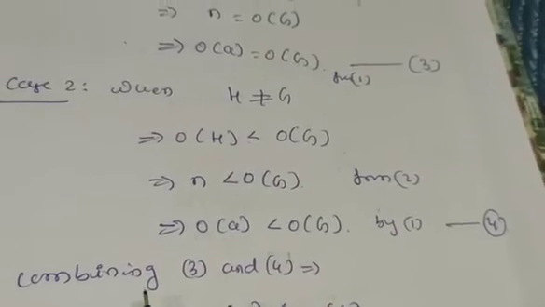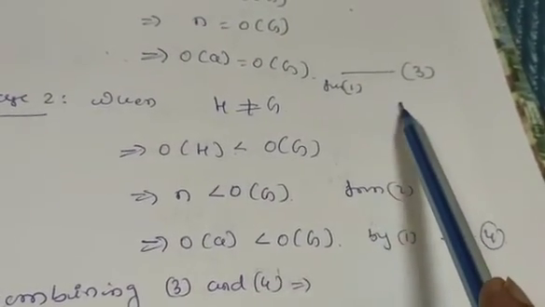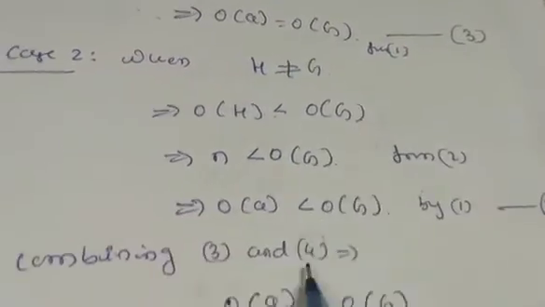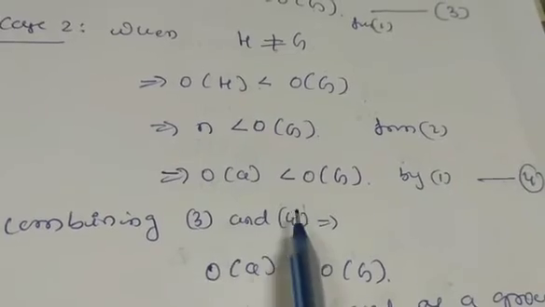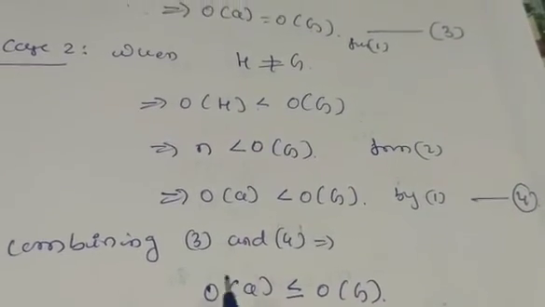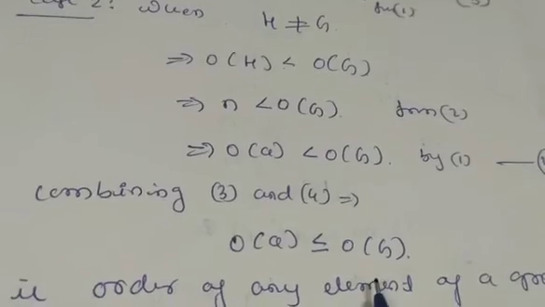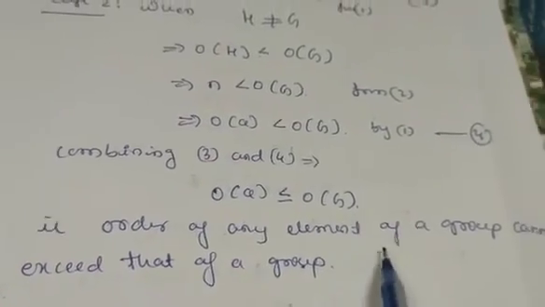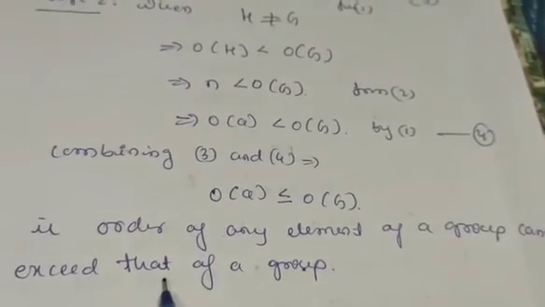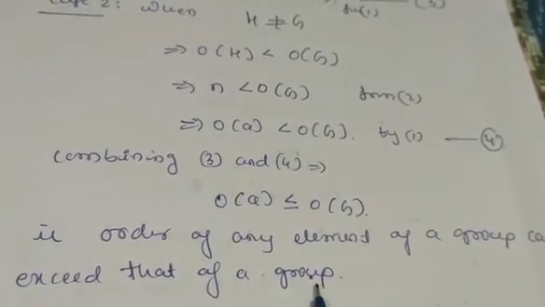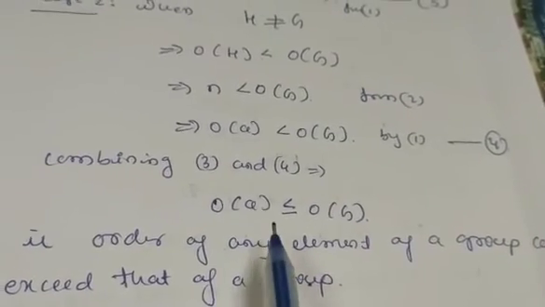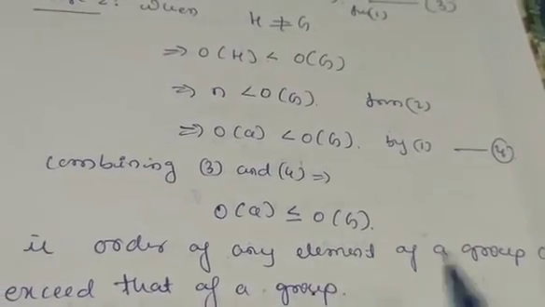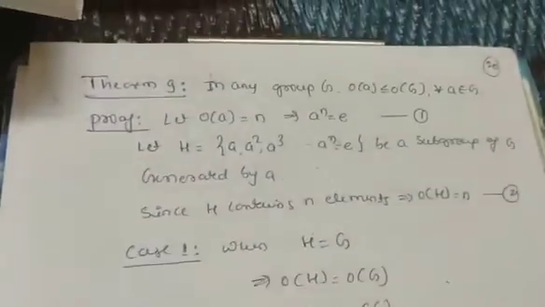So now let us combine these two equations. Combining equations 3 and 4: in equation 3 we have order of A equal to order of G, and in equation 4 we have order of A less than order of G. So from these two we can say that the order of A is less than or equal to the order of G. So the order of any element of a group cannot exceed that of the group. It means the order of any element of a group is always less than or equal to the number of elements in that group. So this is the proof of this theorem.